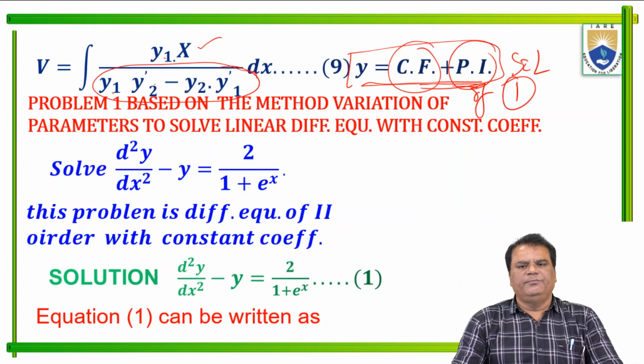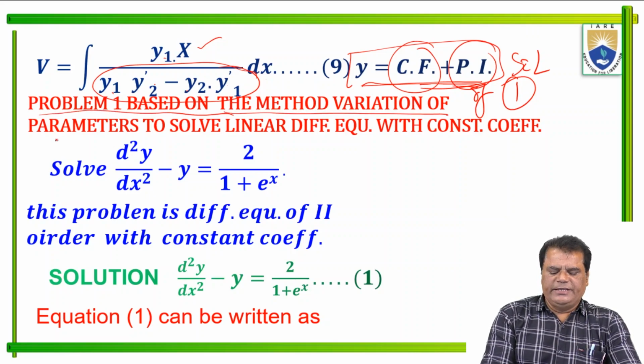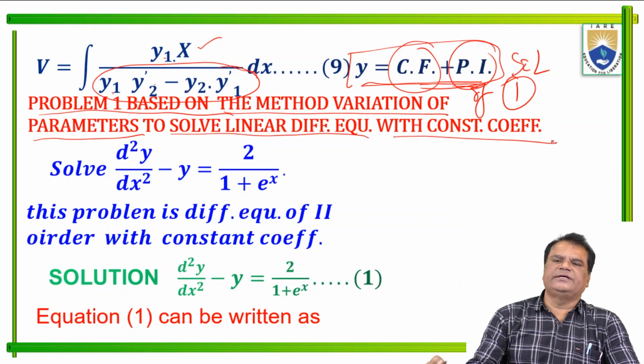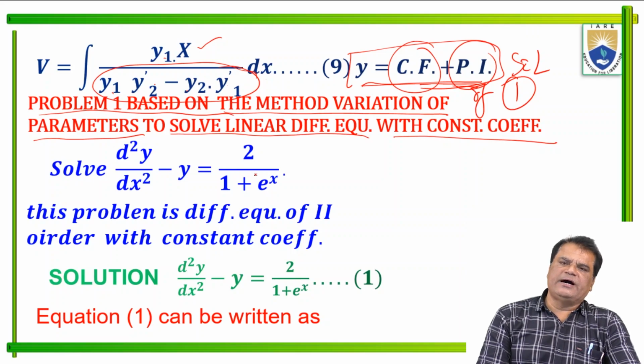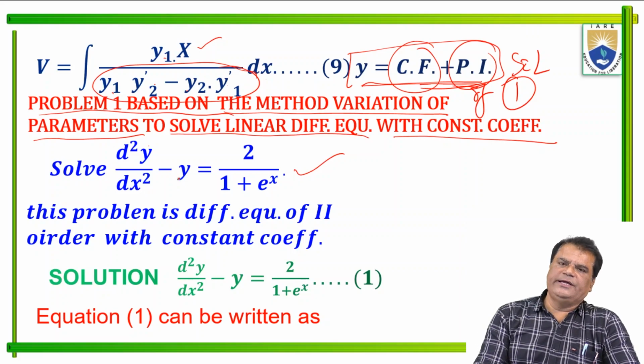So here we want to solve problem 1. Problem 1 is based on the method of variation of parameters to solve linear differential equation with constant coefficients. So here one problem is given to me in our question paper. Solve d2y over dx2 minus y equal to 2 upon 1 plus e to the power x.